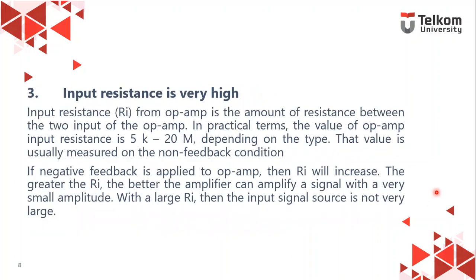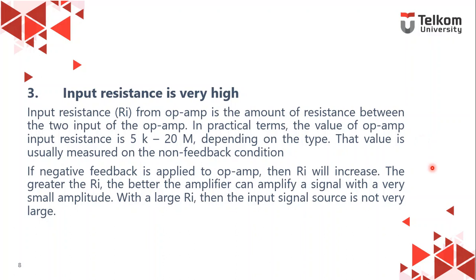Third, input resistance is very high. Input resistance or RI from op-amp is the amount of resistance between the two inputs of the op-amp. In practical terms, the value of op-amp input resistance is 5K until 20 mega, depending on the type. That value is usually measured on the non-feedback condition.